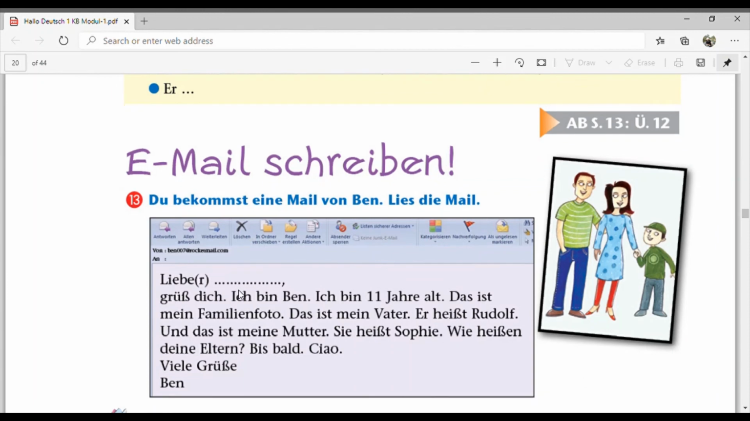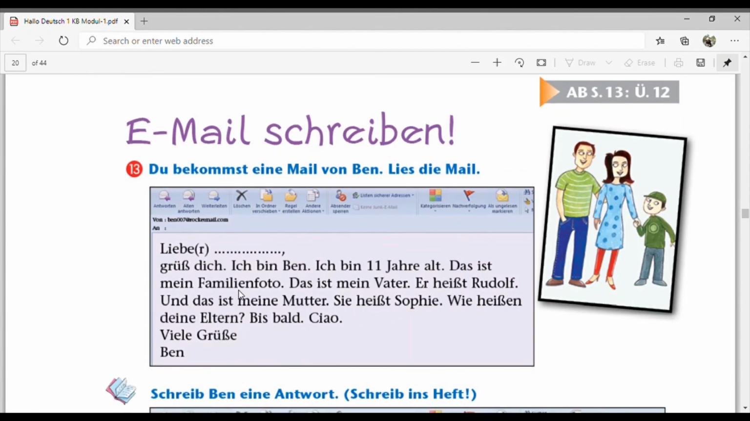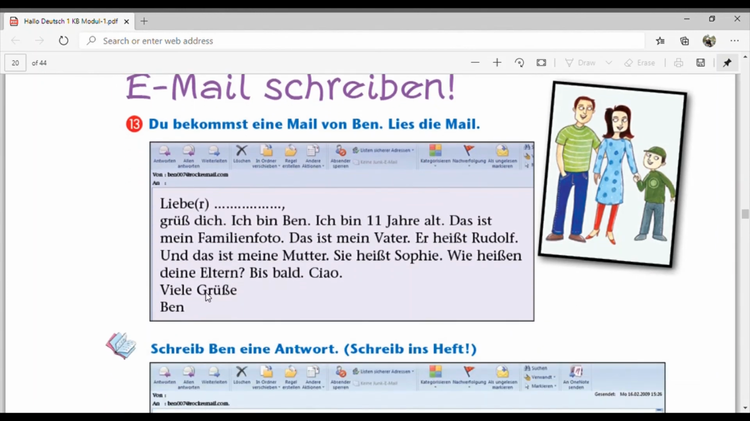Then we are having the email schreiben. Schreiben is to write. Then du bekommst eine Mail von Ben. Lies the mail. So you get a mail from Ben. Read the mail. Always you will get the mail from Ben. So then we are going to read it. Lieber and lieber. So we use lieber for girl and lieber for boys.